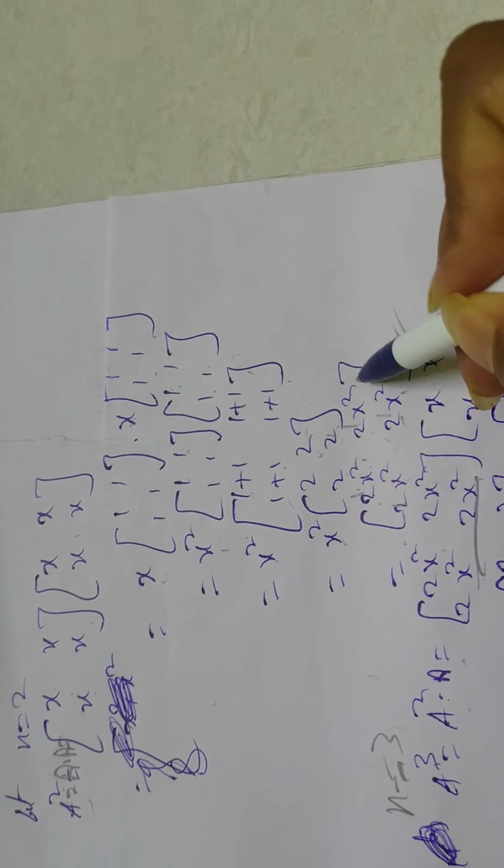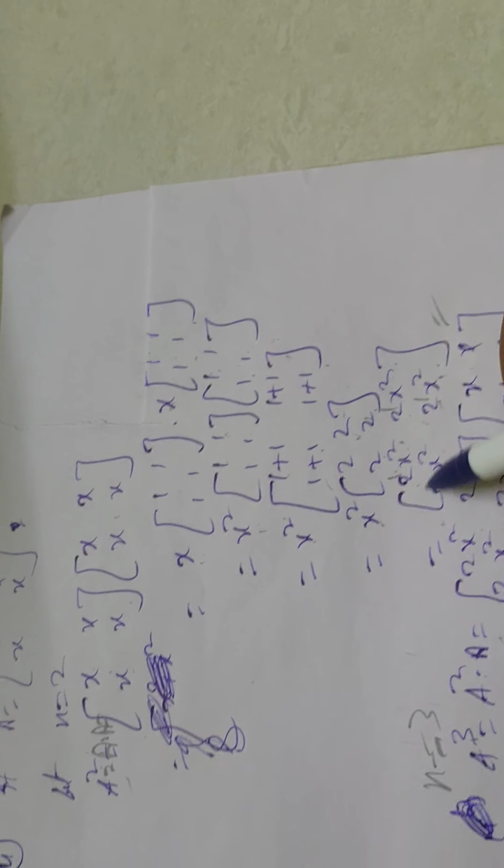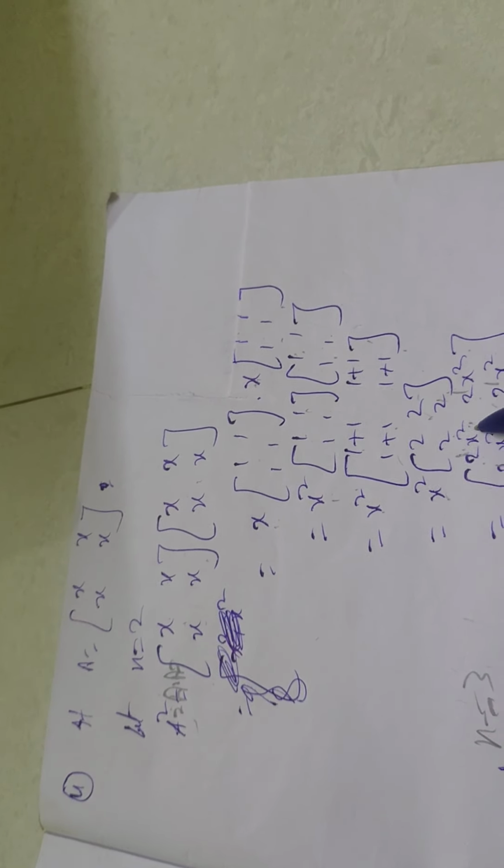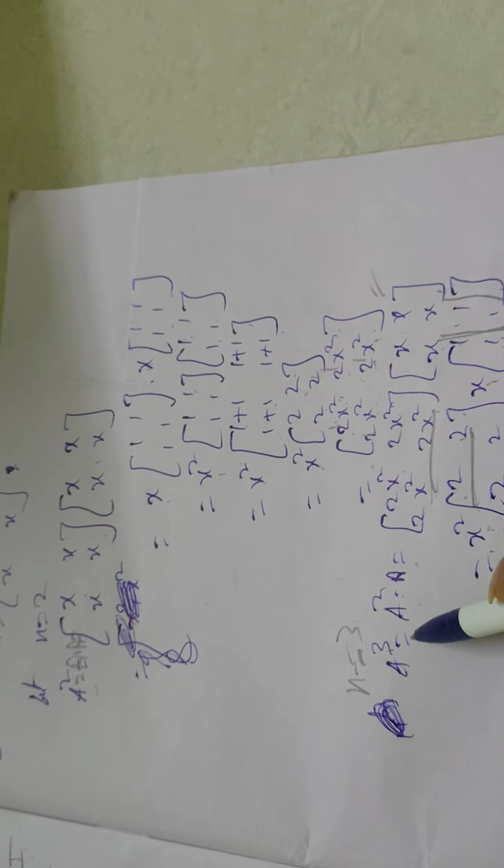So here you can say, if you multiply that x square inside, what do you have? 2x square, 2x square, 2x square, 2x square. Here the power of 2 is 1, but the power of x is 2. So if you take A square, the power of 2 is 1, the power of x is 2, same you get. So go for n is equal to 3, A cube.